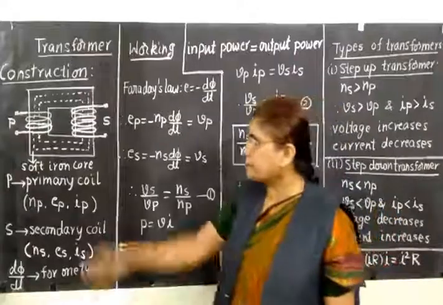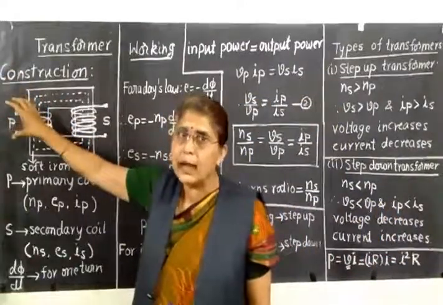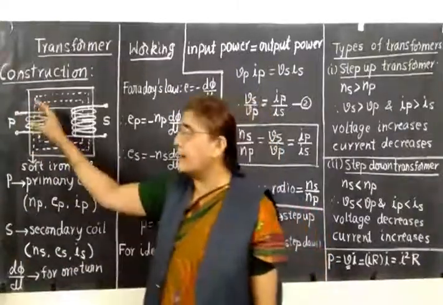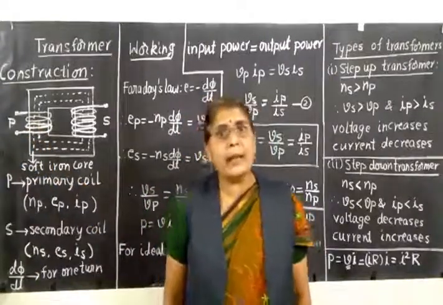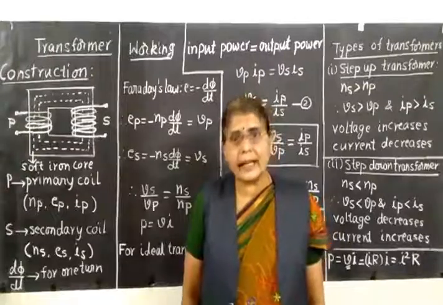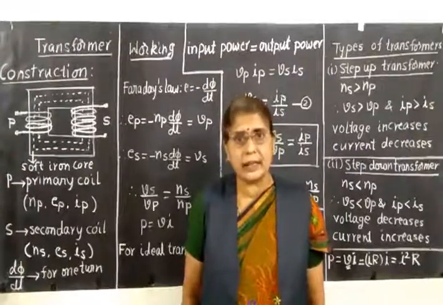So here the alternating voltage to be varied is applied to the primary. Therefore an alternating current passes through the primary coil. So what do you mean by alternating current? Alternating current means its magnitude and direction continuously change with time. So this is a changing current.